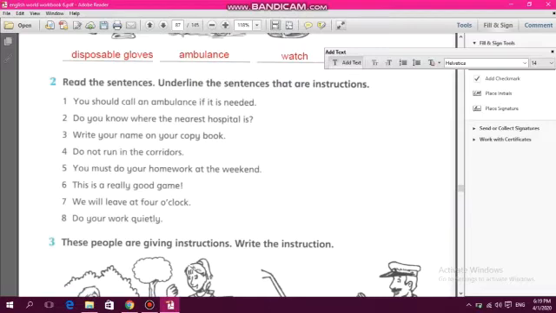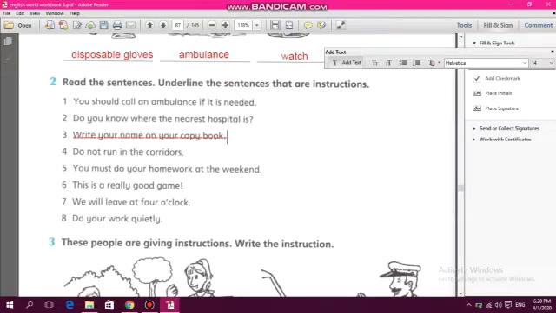Let's do here this question. So you should underline them. You can use your highlighters and color only the instructions. Number 1, you should call an ambulance if it's needed. أكيد ما فيها instruction. Do you know where the nearest hospital is? It's a question. شايفين هون عندنا علامة سؤال question mark, فأكيد هاي question مو instruction. Number 3, write your name on your copybook. أكيد لأنها بلشت بverb وطبعا عم بحكي لي instruction, عم بيعطيني تعليمات.